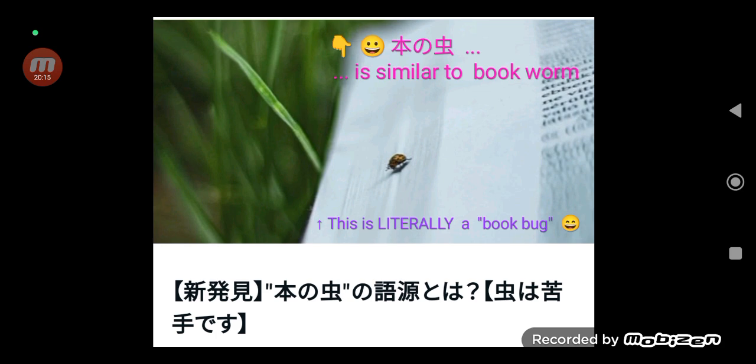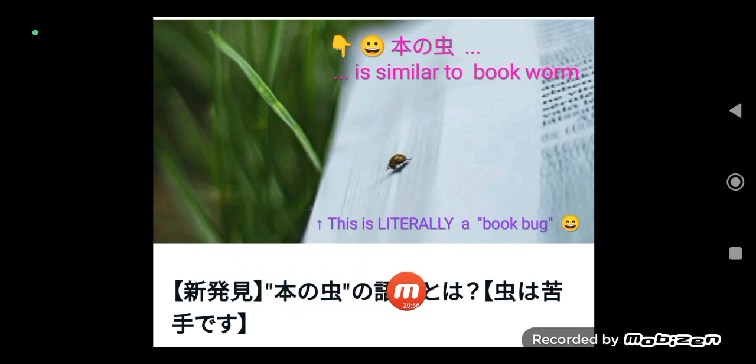If you have a blah blah blah mushi, it means that you're acting as if you have a mania on something. This time, honmushi, you have a mania on reading books. So is this similar to bookworm? Yes, this is literally a book bug, but this is figurative. It means that a person, similar to a bookworm, likes to read books. Okay.